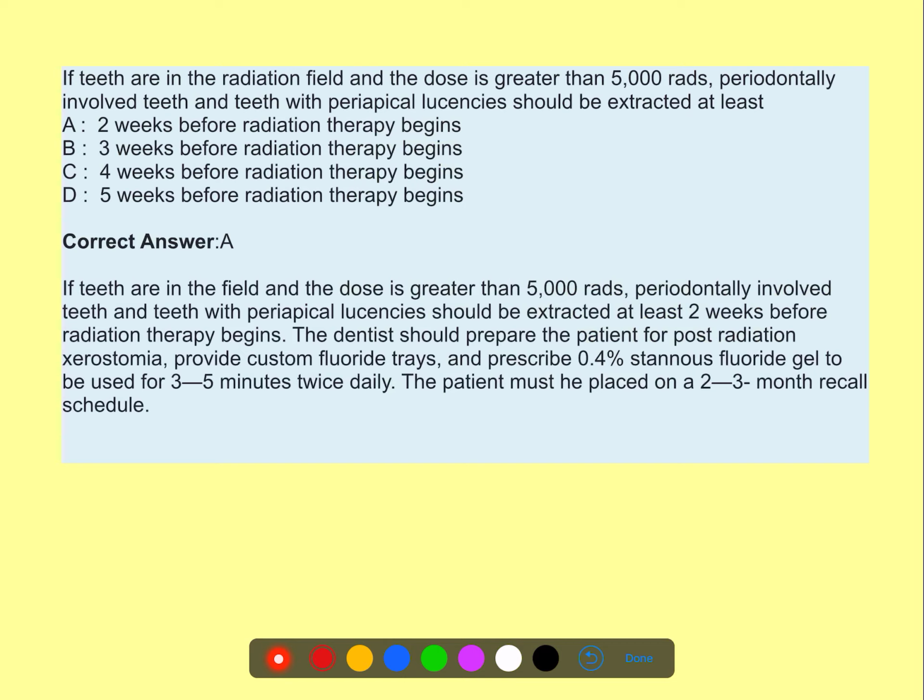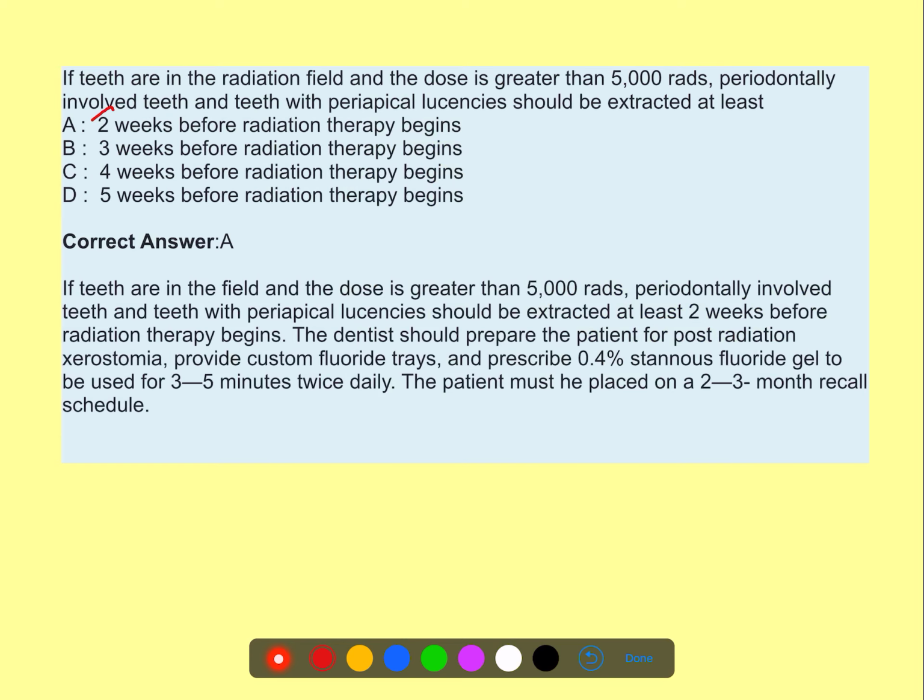So this is a lengthy question, but it is a statement-like thing. If teeth are in the radiation field and the dose is greater than 5000 rads, periodontally involved teeth and teeth with periapical lucency should be extracted. So here the direct point is, he is asking when the teeth are to be extracted before the radiotherapy.